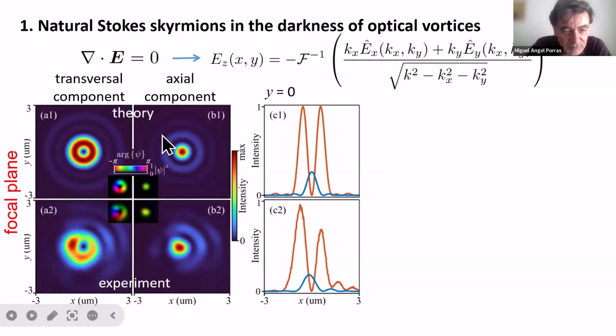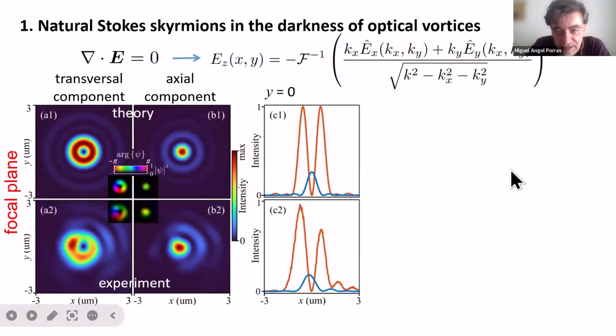This is a theoretical simulation, and this is from the experiment. The first column is the transversal component. The second column is the axial component. We have also the amplitude or intensity and the phase with the vortex, etc. And this is a Y slide just to show you that the axial component is not very small, but is significant, about 50% of the peak value of the transversal component.